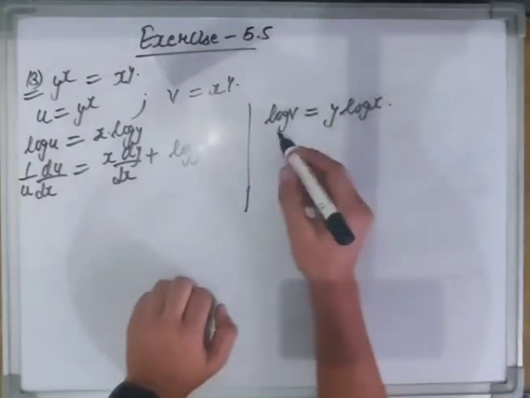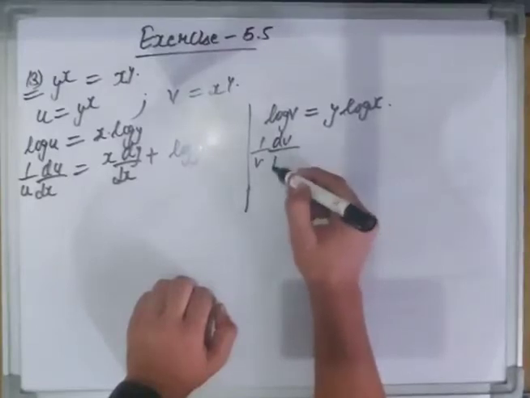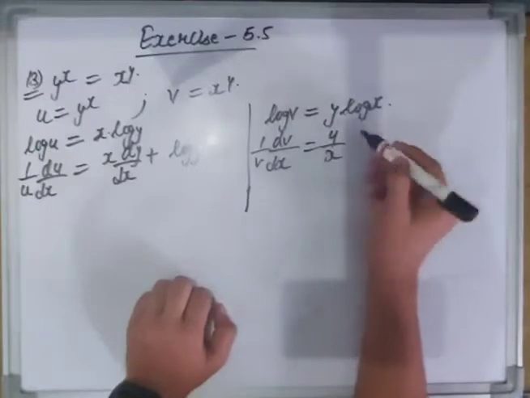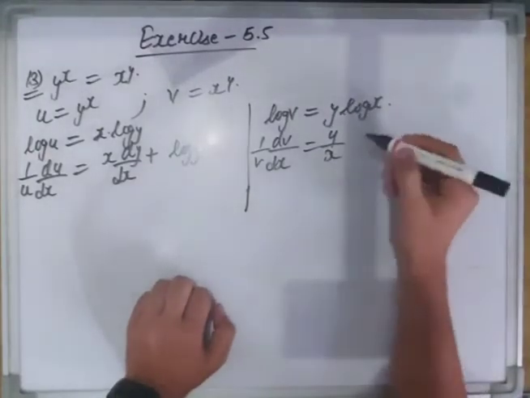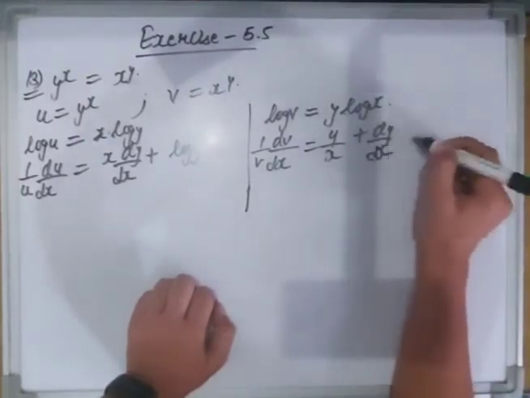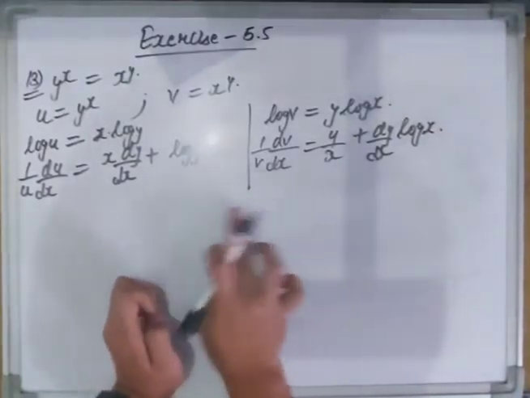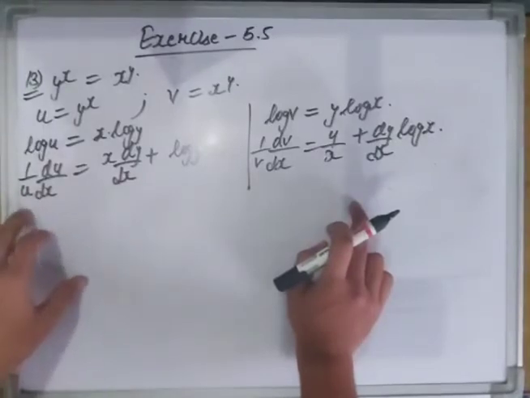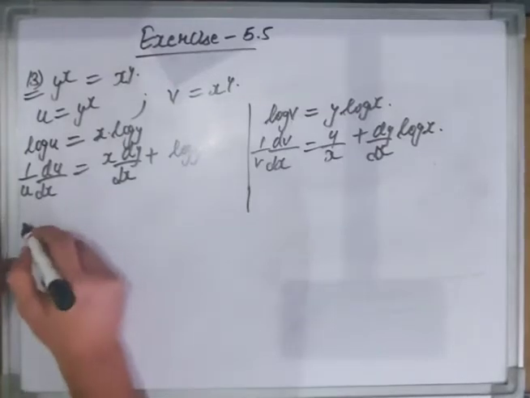The same thing will be applied here. These are also two functions, and the derivative of log v is 1 by v dv upon dx, and y leaving y as it is, and 1 by x as a derivative of log x. And here we have the derivative of y is again dy upon dx and log x as it is. Okay, what you need to do, just take this u to the multiplication here and v to the multiplication here.